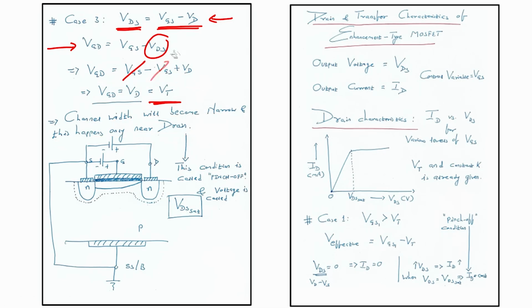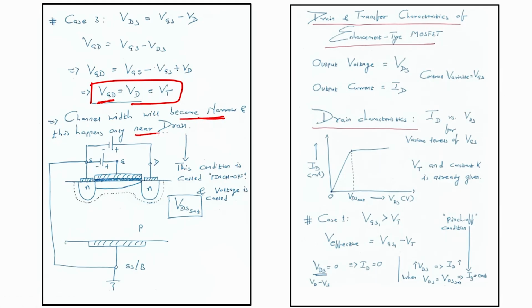What you understood is that from this equation, if I consider this particular case, then I have VGD equals Vt, right. Because my VGD is equal to Vt, the channel width will become narrow near the drain, and you can see here the channel width near the drain becomes narrower. When this becomes narrower, my current reaches a constant value.